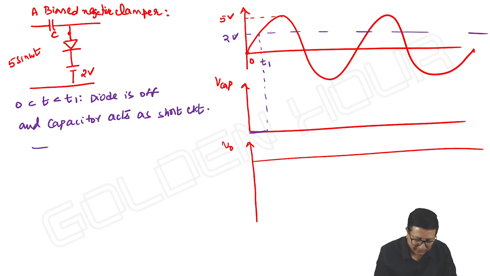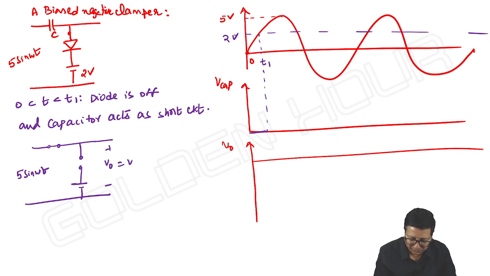So what is our equivalent circuit? The diode is off, with the 2 volts reference voltage. The input is 5 sin omega t, and V output. What is V output? Output is equal to input. So whatever the shape you have for the input, the same shape we can see at the output as well. It will be rising up to 2 volts.